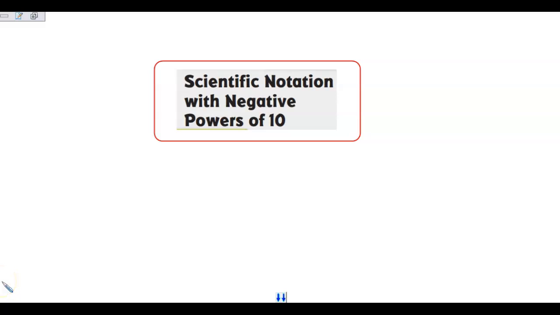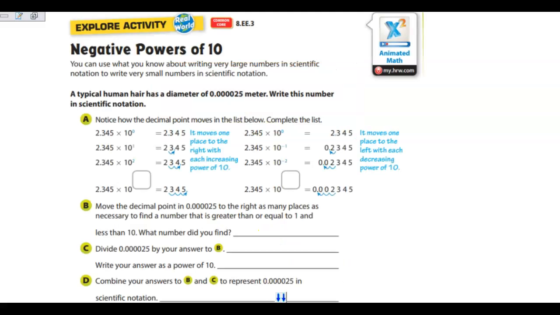Welcome. Today we are going to talk about scientific notation with negative powers of 10. Again, scientific notation is a method of writing very large numbers, but also very small numbers. And negative powers of 10 represent very small numbers.